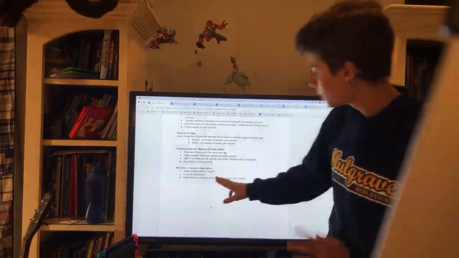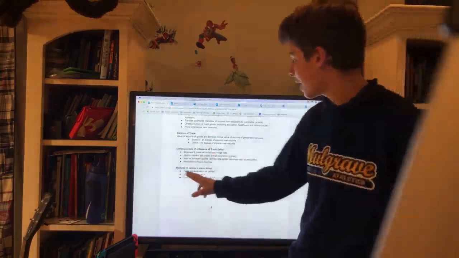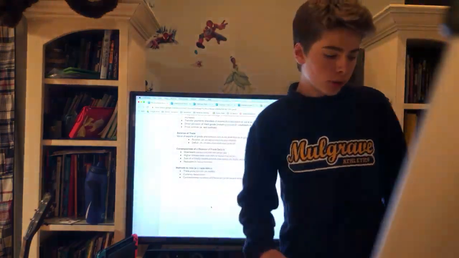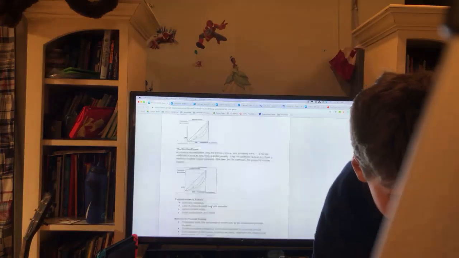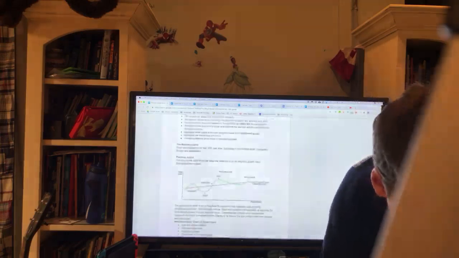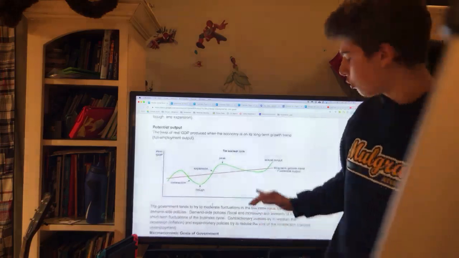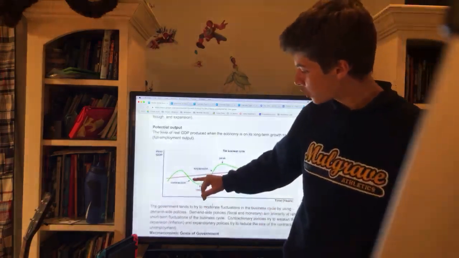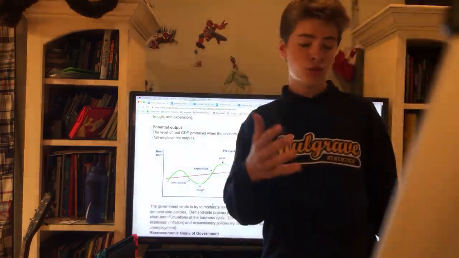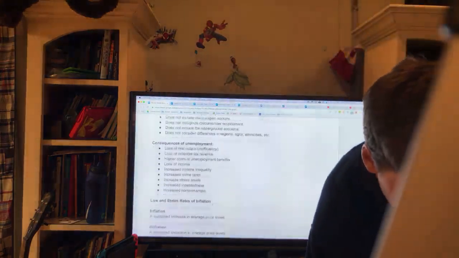The most important are basically contraction, monetary, and fiscal policies. If we go back here to our business cycle curve, right here, what this would do is decrease the recession, decreasing unemployment, and in turn that would also increase exports. So that's what a fiscal policy does.